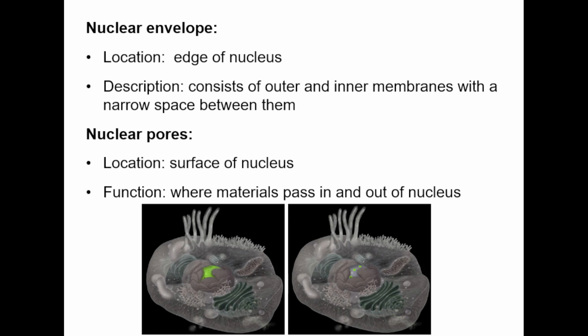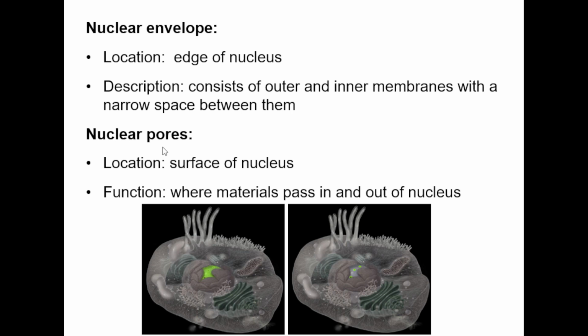Okay? Now, the nucleus is actually surrounded by a covering called the nuclear envelope. Its location is it's found at the edge of the nucleus, or basically outside of the nucleus. And the nuclear envelope consists of an outer and an inner membrane. And between the outer and inner membrane is a narrow space between them. Now, your nuclear envelope and the nucleus actually has several holes, no? And these holes are called nuclear pores.